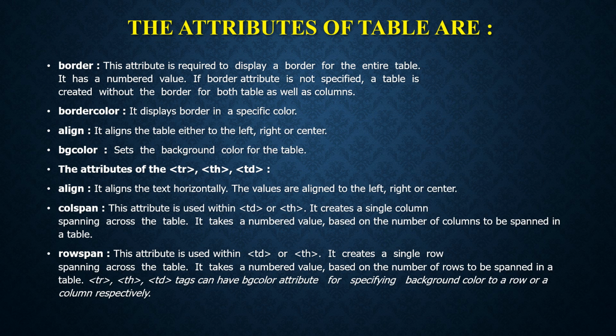Second one is rowspan. This attribute is used within the td and the th tag. It creates a single row spanning across the table. That is, rows are combined by a column. It takes a number value based on the number of rows to be spanned in a table. The tr, th, td tags can have the bgcolor attribute for specifying the background color to a row or a column respectively.